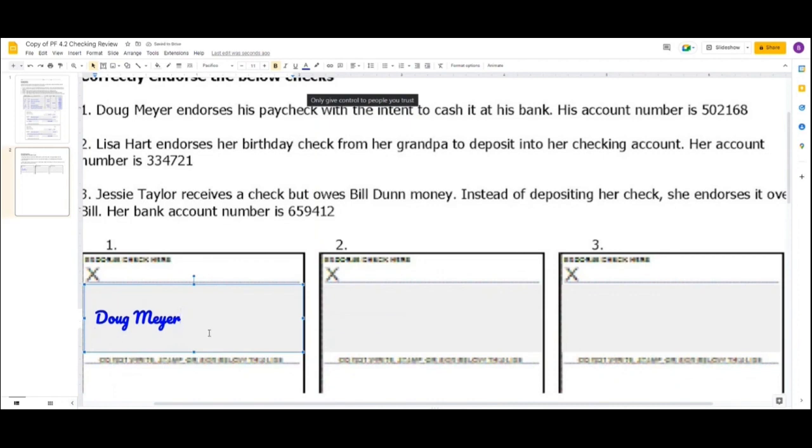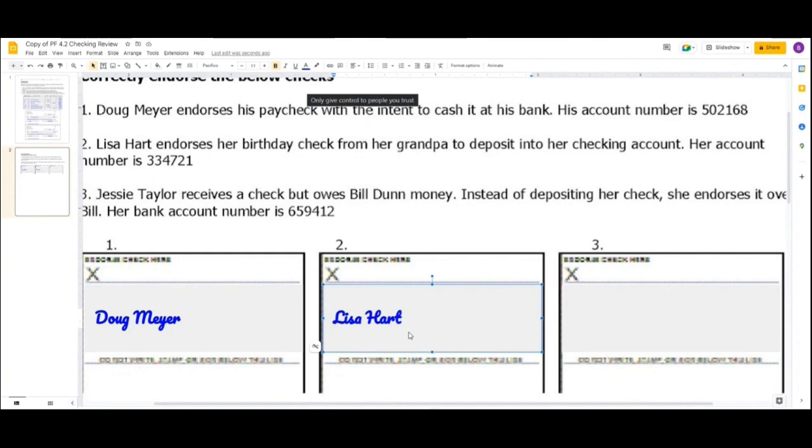Number 2, Lisa Hart endorses her birthday check from her grandpa to deposit into her checking account. Her account number is da da da da. So Lisa would sign it. That would be technically enough to deposit it into her account, but it's not very secure.